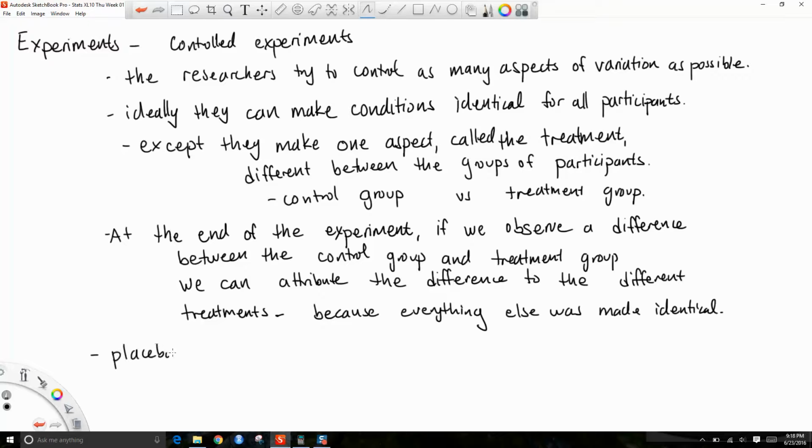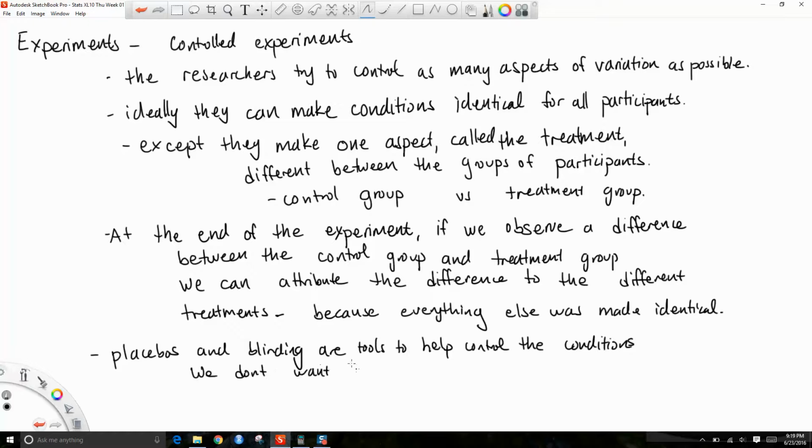And there are aspects to help control things like placebos and blinding. These are just tools to help control the conditions, and in this case, the condition that they're trying to control is we don't want the participants to know which treatment they have.